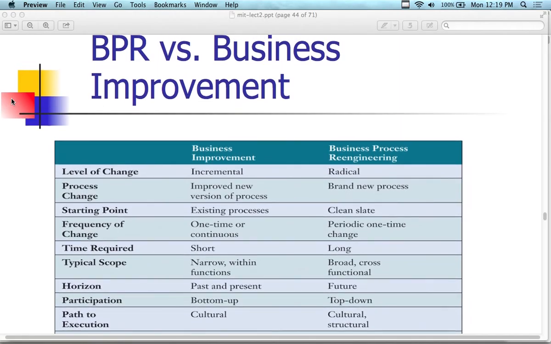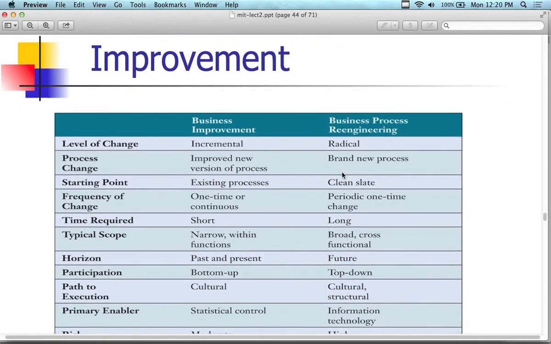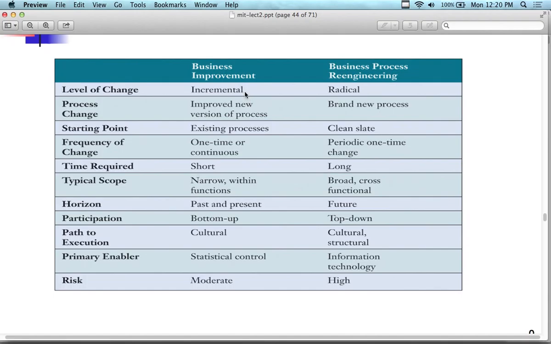So here's BPR versus BPI. Business process re-engineering versus business process improvement. There are actually two separate acronyms. The re-engineering is generally the layoffs. The improvement is you're going to improve things, but it's not so radical. So here's our business process re-engineering. You have the word radical written there. Business process improvement is incremental.